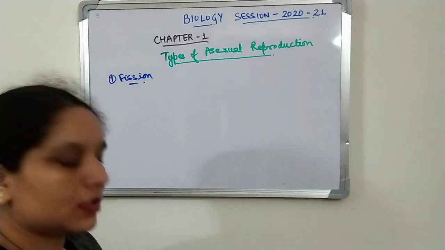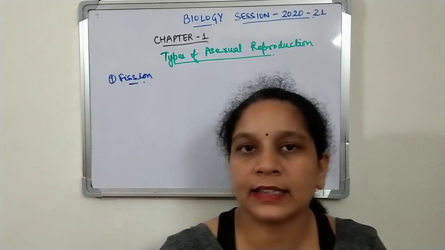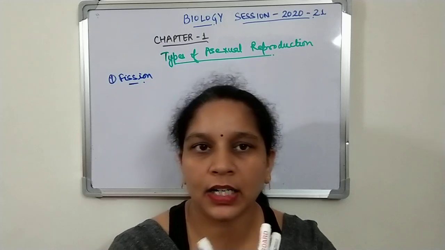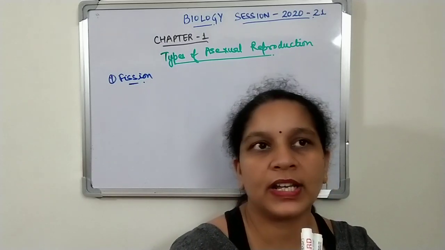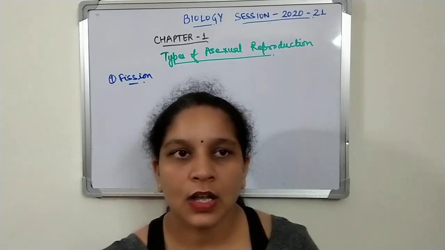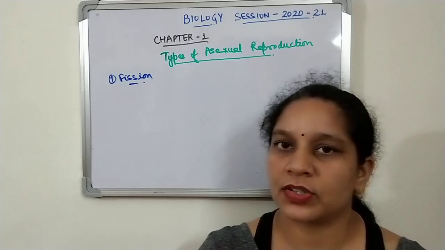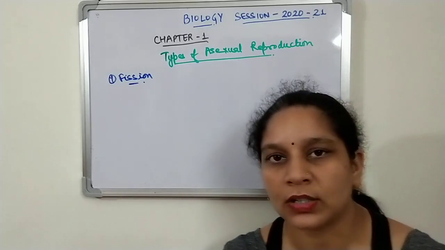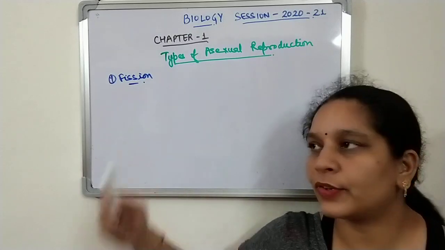What do you mean by fission? The term itself indicates that if a single individual is divided into two individuals, or we can say that when a single cell or a single organism, by undergoing cell division, gives rise to two daughter cells or two organisms, then the process is known as fission.